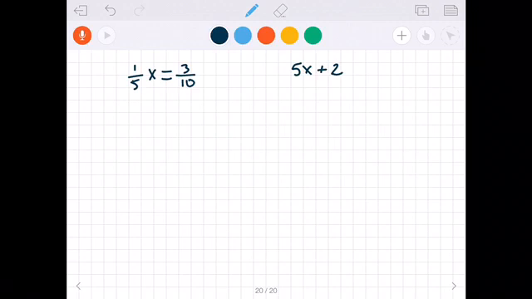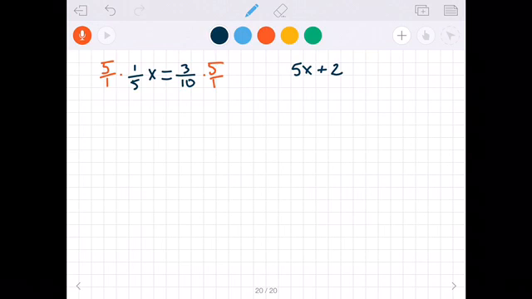So once again, we want to do the opposite of what's happening. Right now, 1/5 is being multiplied by x. In order to solve this, we have to get that 1/5 to become 1. So the opposite of multiplication is division, but when you divide with fractions, you're really multiplying by the reciprocal. So we are going to multiply both sides by the reciprocal of 1/5, which is 5. And it makes sense because 5 over 1 times 1 over 5 is 5 over 5, or 1.